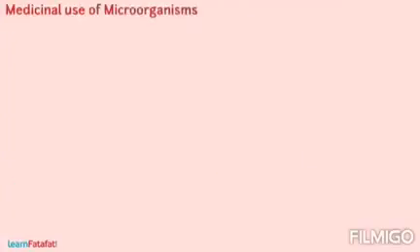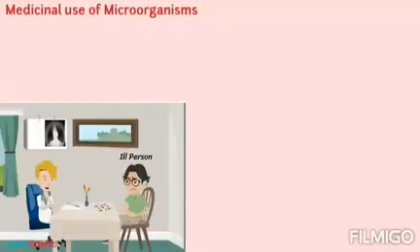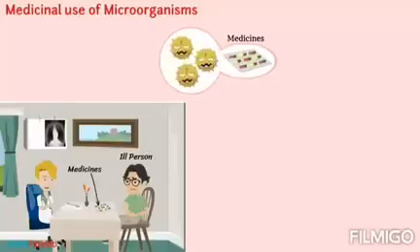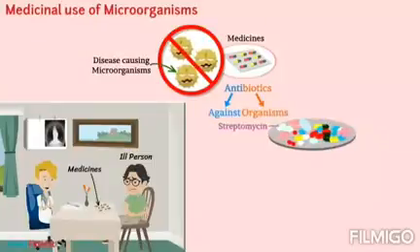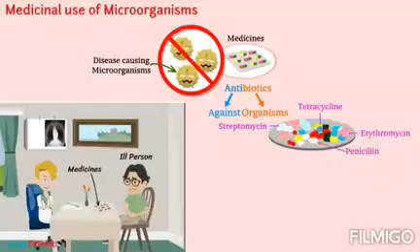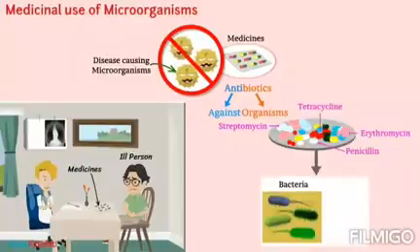Medicinal use of microorganisms. When we fall ill, doctors give us medicines. These medicines kill disease-causing microorganisms. Therefore, these are called antibiotics. Anti suggests against and biotic suggests organisms. For example, streptomycin, tetracycline, erythromycin, penicillin, etc. Usually, these antibiotics are produced using bacteria and fungi.